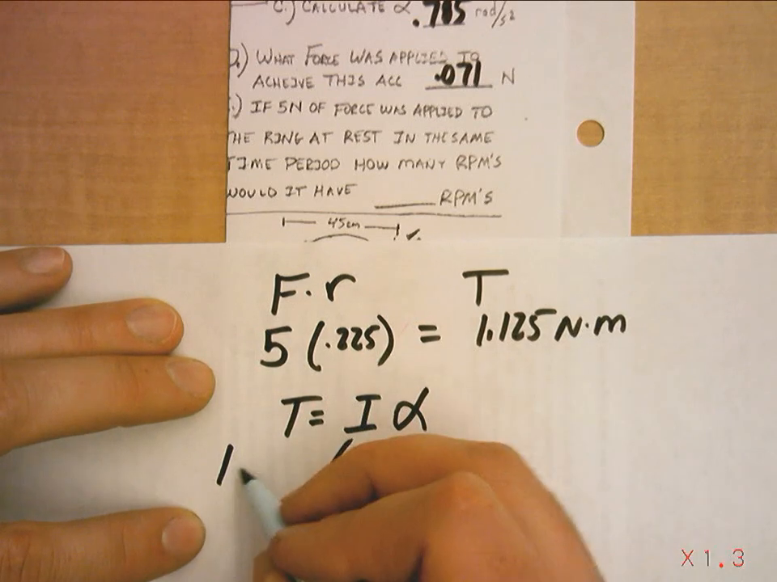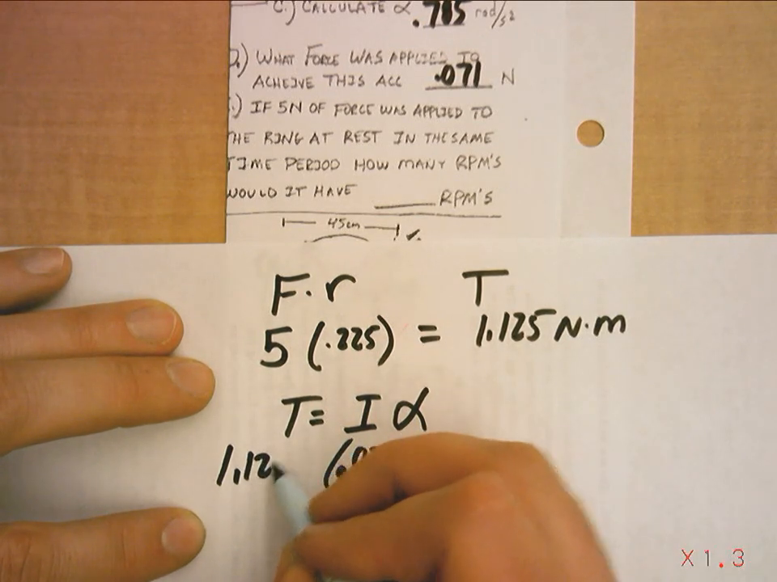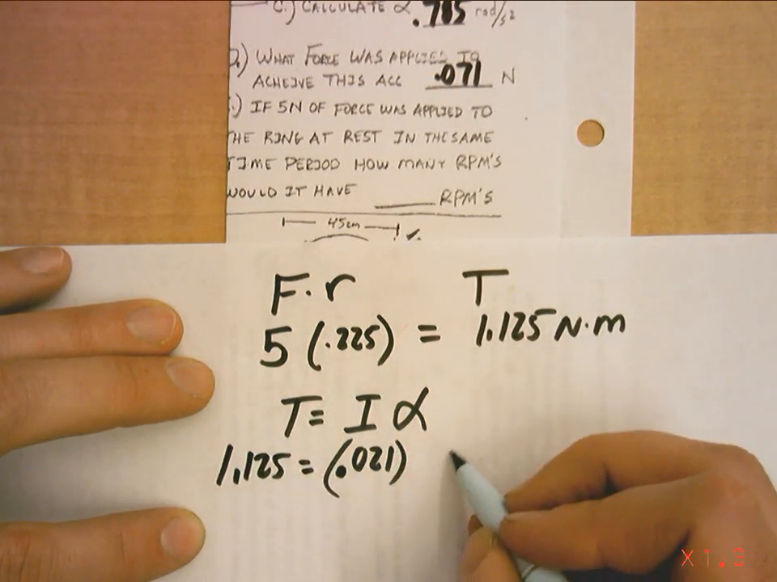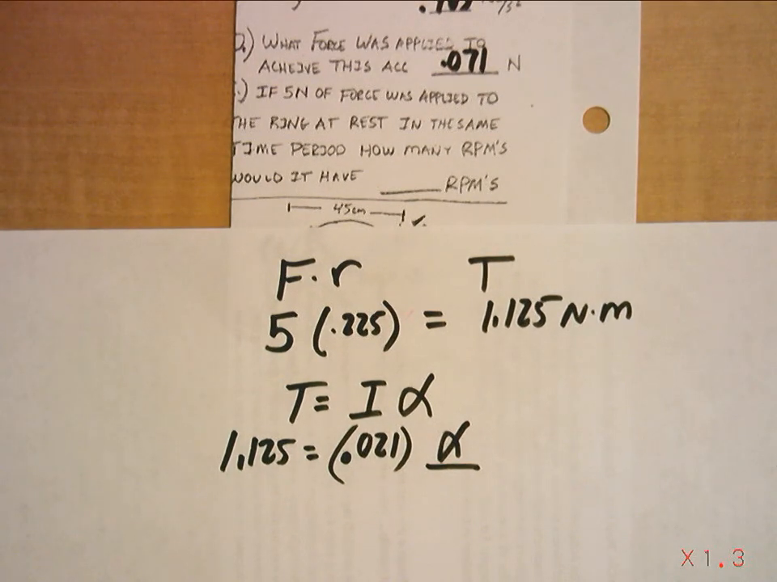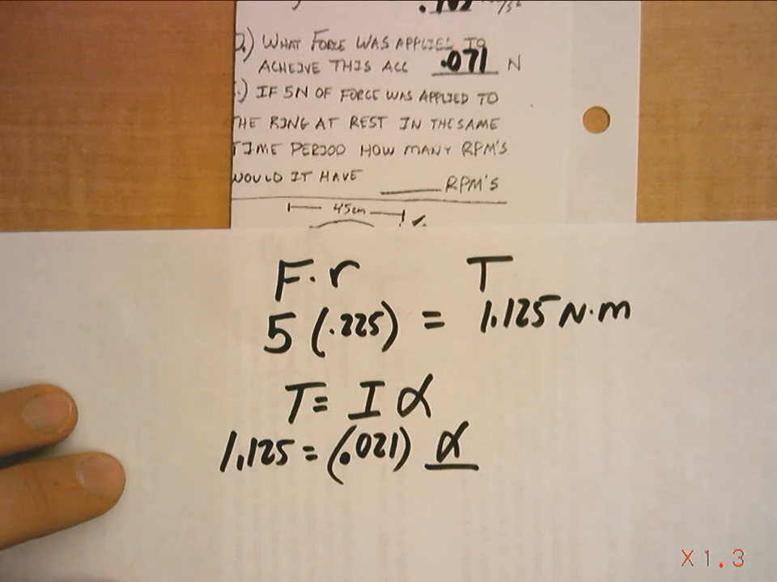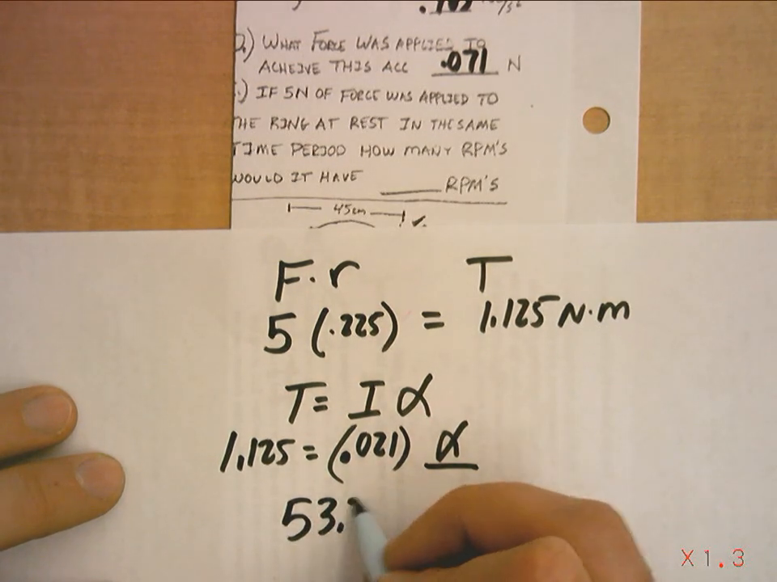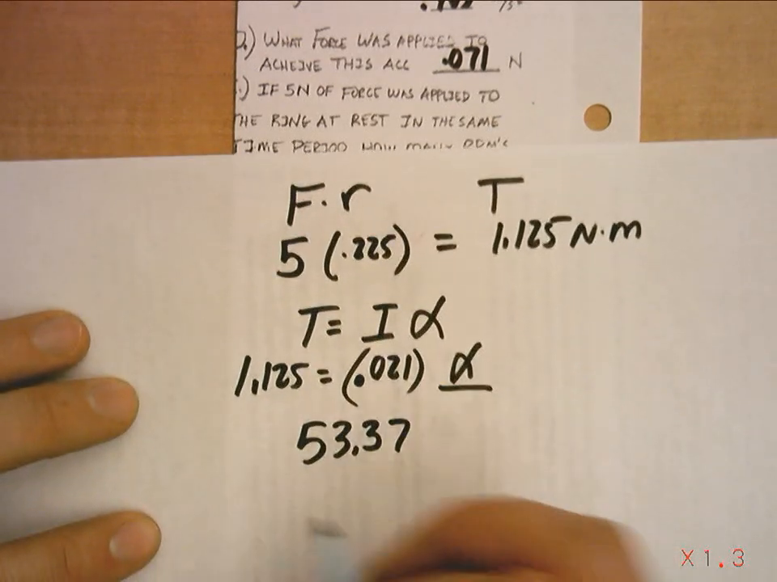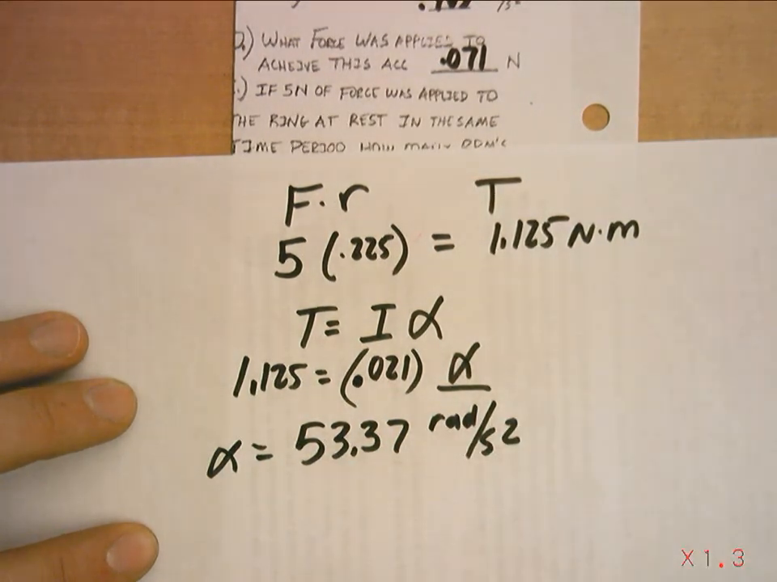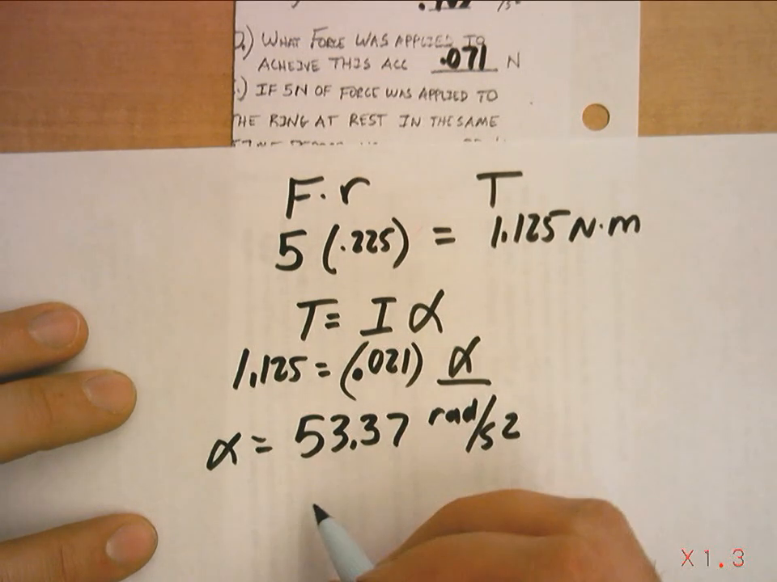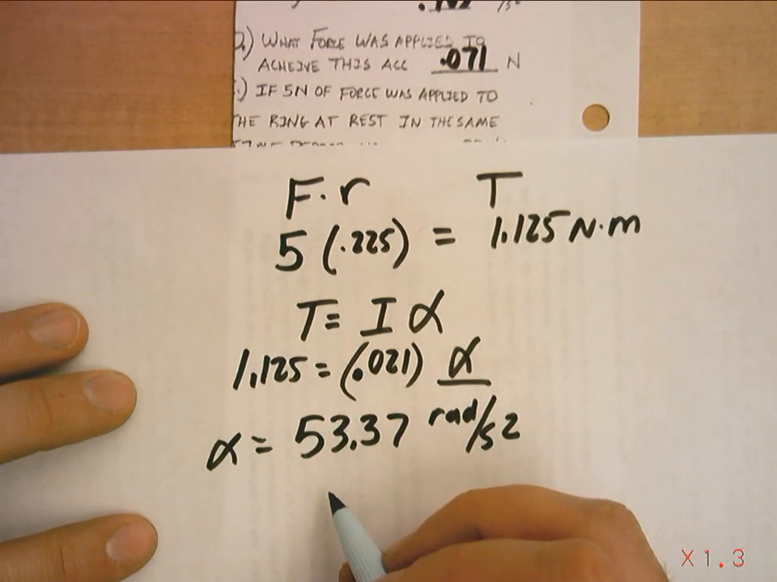Put in the torque, 1.125. We have alpha then, what we can solve for. When you do this, you figure out that it has an alpha equal to 53.57 radians per second squared. So now that we know what alpha is, we can use that.